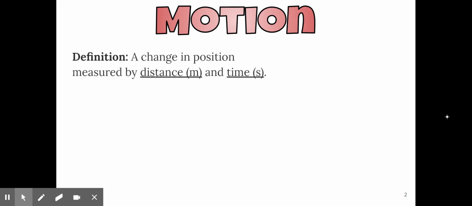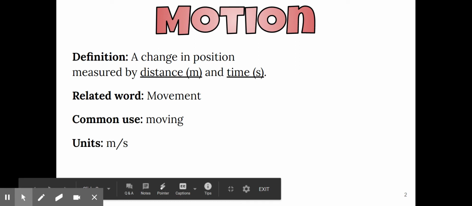Motion is defined by a change in position measured by distance and time. What motion really is, is a change in your position. So, you go from point A to point B, and we measure how far you went in your distance and how long it took you to go that far. Anytime you think of motion, you can think of movement. If there is no motion, whatever that object is did not move. If you did move, there was some motion involved.